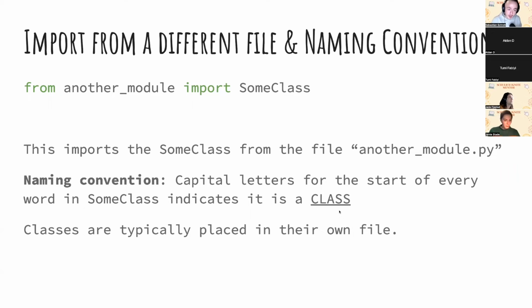So here's an example. From another module, that would be the file name, you can import a class, some class. This imports the sum class from the file another_module.py. So here's some more naming conventions. Capital letters for the start of every word in SomeClass indicates it is a class. And then we do kebab case here for modules. And classes are typically placed in their own file.